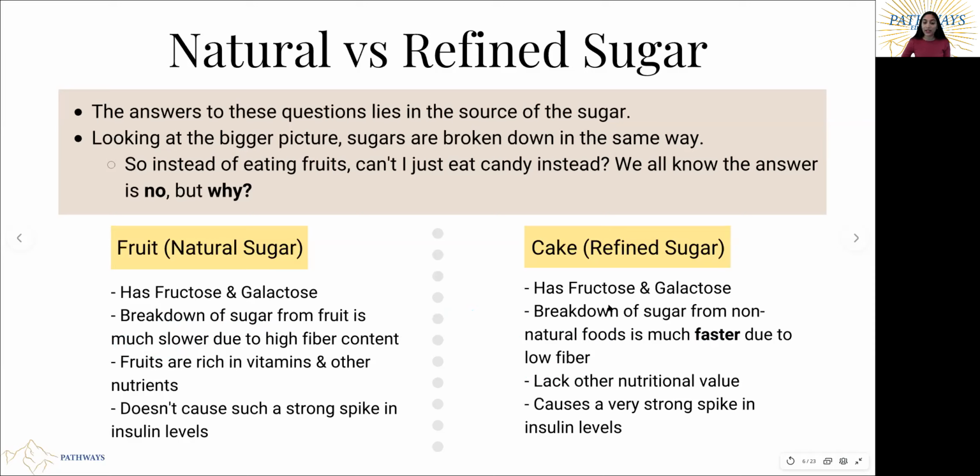So the faster breakdown of sugar from cake and other refined sources causes very, very strong spikes in insulin levels. And this is exactly what we don't want. And fruit, because there's a high fiber content, does not cause such a strong spike in insulin. Also, another benefit to getting your sugar from fruit is that fruits are rich in vitamins and other nutrients, whereas cakes, cookies, sodas, they really lack any other nutritional value.